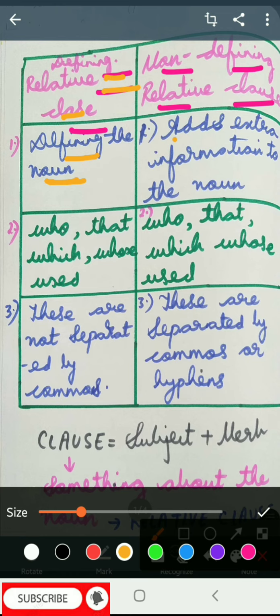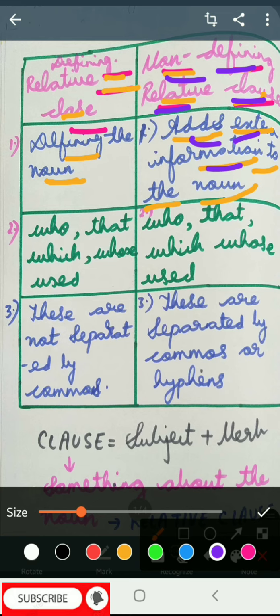A non-defining clause adds extra information to the noun. That is, in a non-defining relative clause, there are two parts of the sentence: one is the main part and the other one is an optional part. Even if the optional part is not said, the sentence will still give us information. So we can understand by the name that it gives extra information, and even if the optional part is skipped, we can still get the information from that sentence.